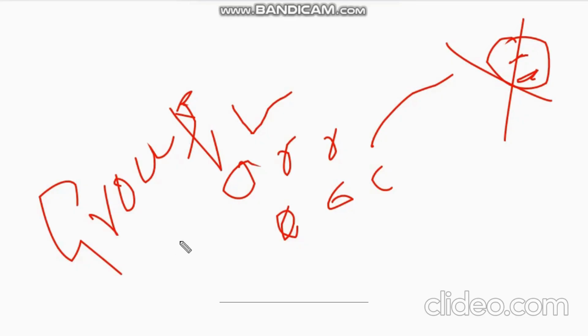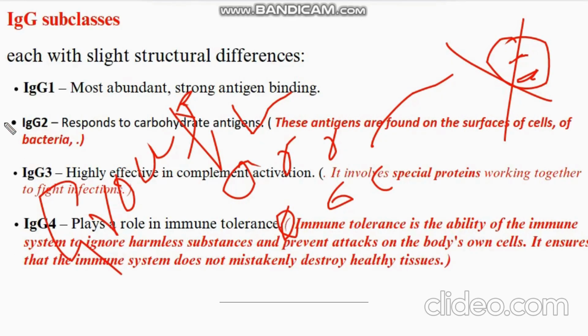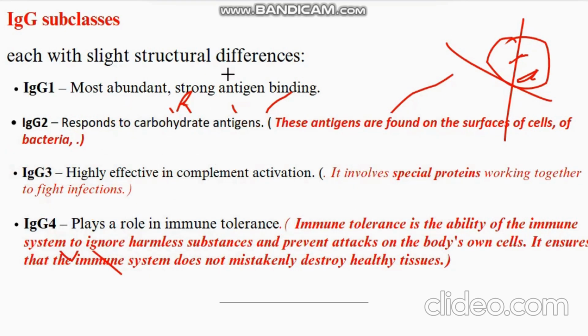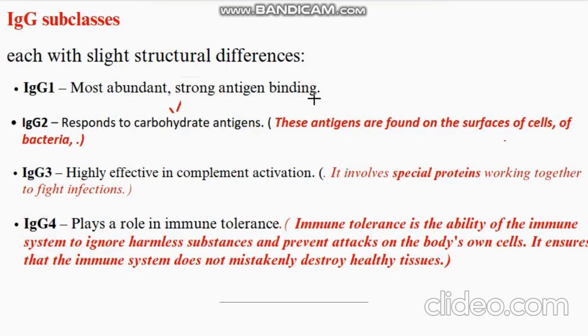So mainly this one, IgG3 antibodies, the mechanism of action is that it mainly acts through complement activation. It triggers the complement system, and in the complement system there are many proteins involved, which kill the pathogen. That is called complement activation.